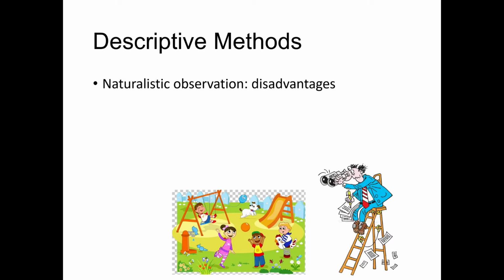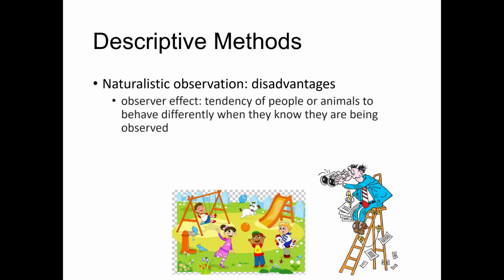naturalistic observation does have disadvantages. So imagine you are the child playing at the playground and there's an adult with a clipboard at the corner of the park watching you and the other kids play. That's a pretty weird situation and also scary if you think about it. So this is an example of observer effect. Once the children know that there's a person watching, they will behave differently, which defeats the whole purpose of naturalistic observation.